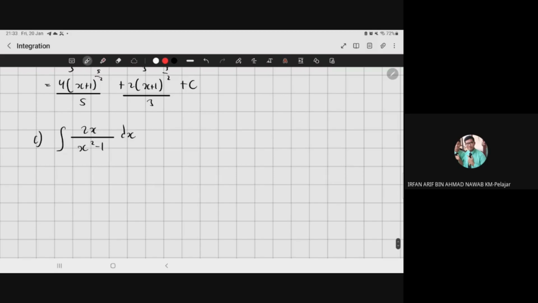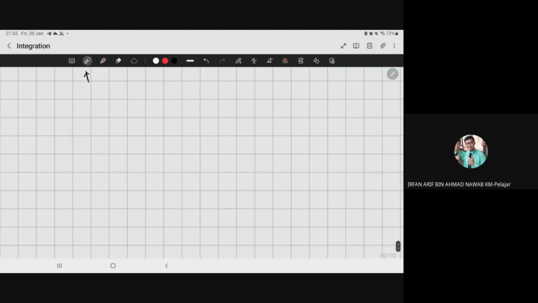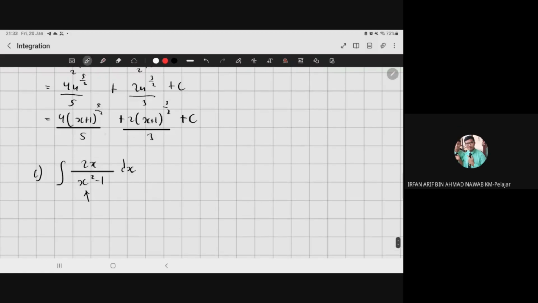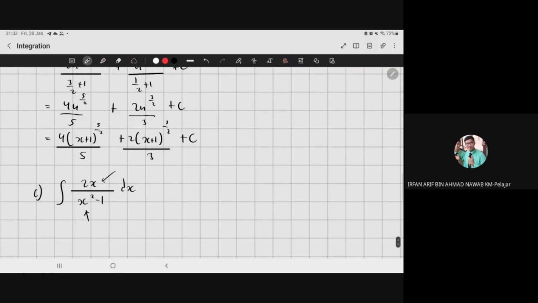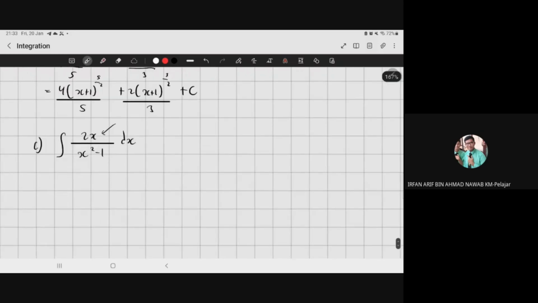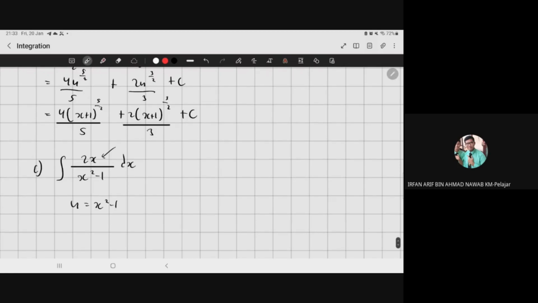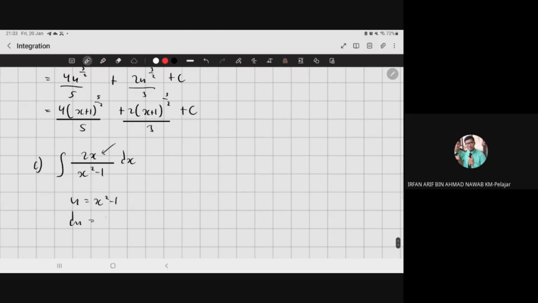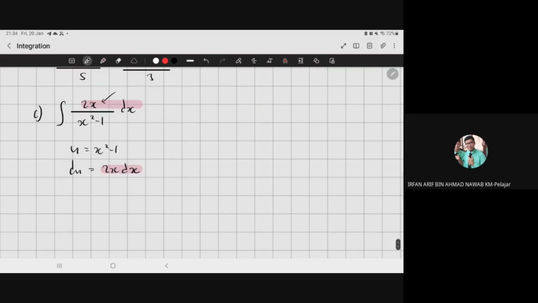Now, when you see here, to substitute, this is the x squared, or x to the power of 2. Then you see our numerator is 2 times x. So from here, we could substitute x squared minus 1. Because when you substitute u is equal to x squared minus 1, you get du is equal to 2x dx. This is similar to this, right?